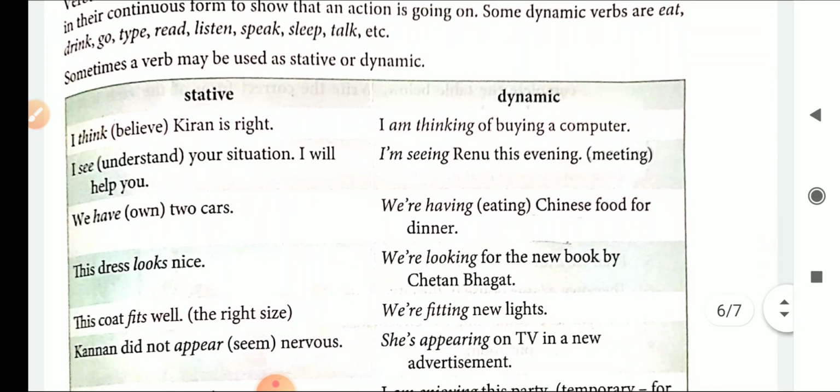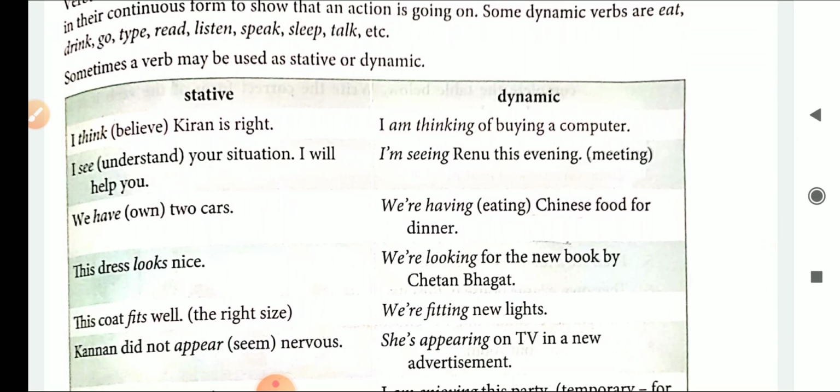Sometimes a verb may be used as both stative and dynamic. These are the exceptions. So sometimes a stative verb can be used as a dynamic verb. Look at this: I think Kiran is right. Here think means believe. I am thinking of buying a computer. I am thinking.